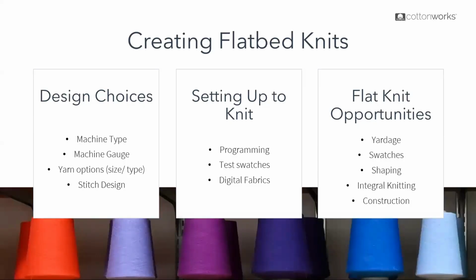So there are many choices involved with designing for flatbed knits. I have split these into 3 categories, and we'll talk through each category in turn. Design choices are the choices that we need to make before we begin programming. Then setting up to knit will be programming, test swatches and digital fabrics. And then we will talk about what we can produce from the machines, so yardage, shaped goods and integral knitting.